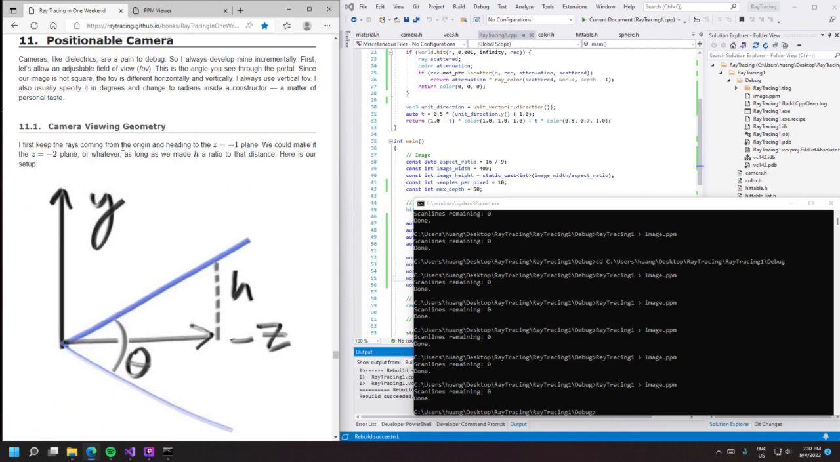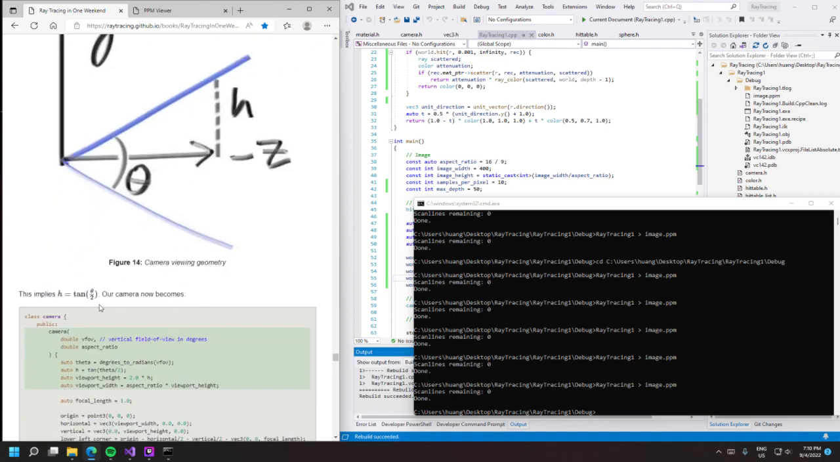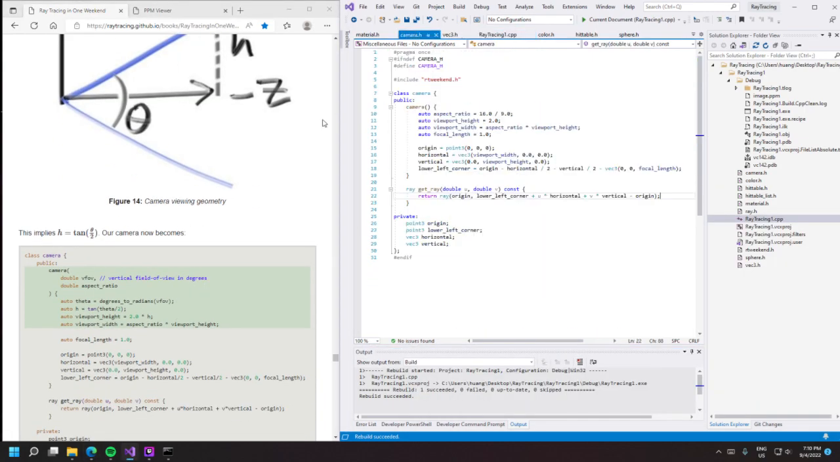I first keep the rays coming from the origin and heading to the z equals -1 plane. We could make it the z equals -2 plane or whatever, as long as we made h a ratio to that distance. Here's our setup. Okay. This implies h is tangent of half theta. Yes, because there is a symmetry here. So we need to modify something of our camera class.